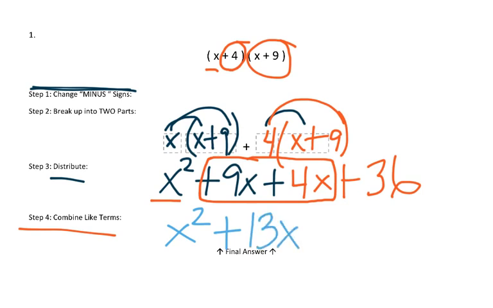And finally, down at the end of the problem, I have plus 36. I don't have any more constants in my problem, so I'm just going to write that as part of my answer. X squared plus 13x plus 36 is now my final answer.